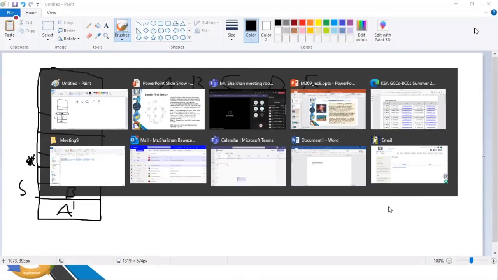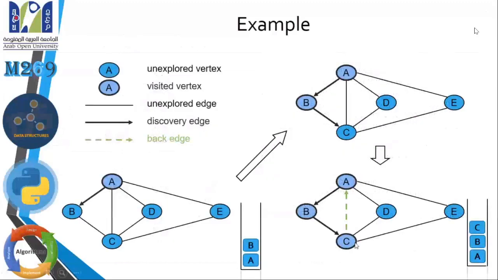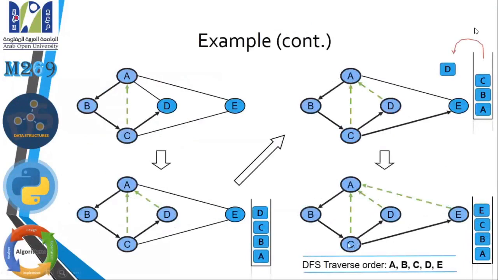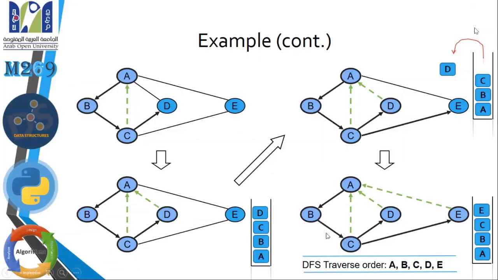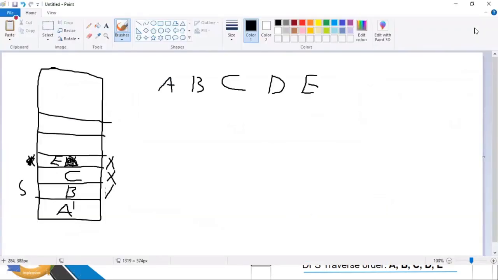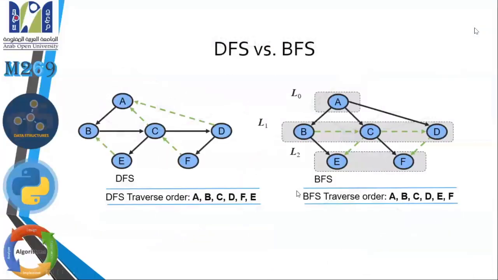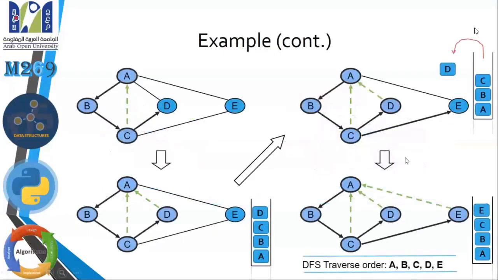My target is C. C visited all. So now I will remove C. B visited all, so removing B. Now we are back to A. A visited all. So A, B, C, D, E is the reading of that one.